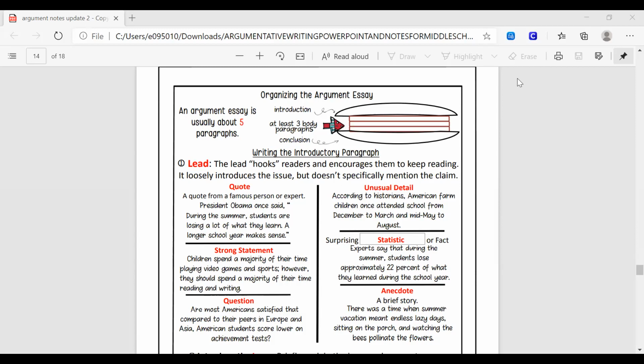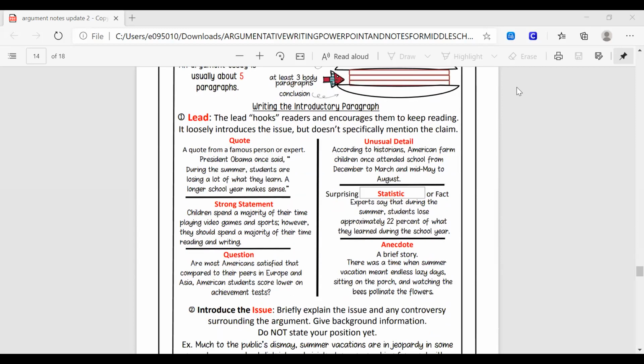And you can do this in one of about 6 different ways. When you're using a lead or a hook, you can choose to use a quote. We're going to go straight down that left-hand side first. You can choose to use a quote. This is a quote from a famous person or an expert. This is not a quote from Uncle Billy or Grandma. This is not a quote from the bus driver or the person who took your order at McDonald's. This is a quote by a famous person.